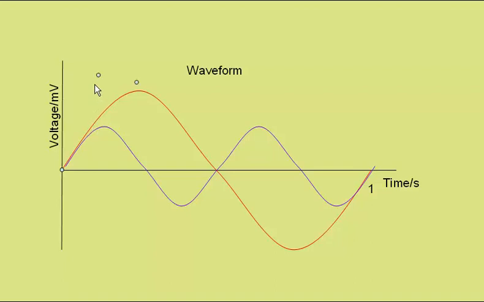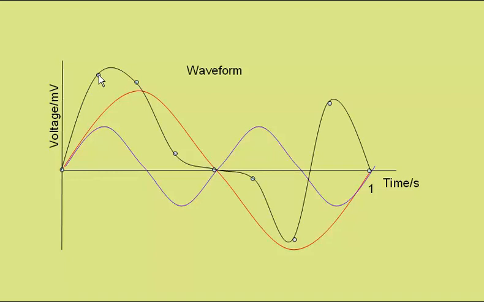I can carry on at various different points along the wave. And if we now join these with a line, we get a rather complicated shape. This black line is the sum of the blue line and the red line.